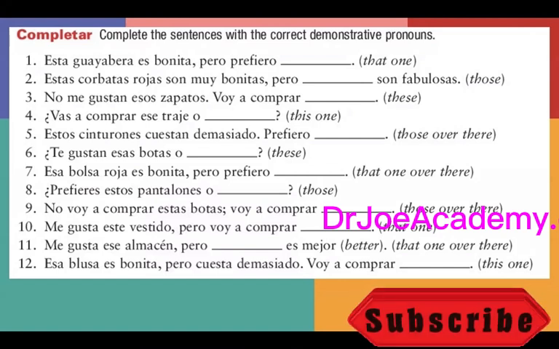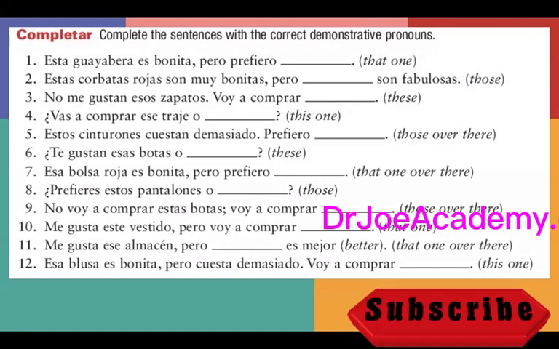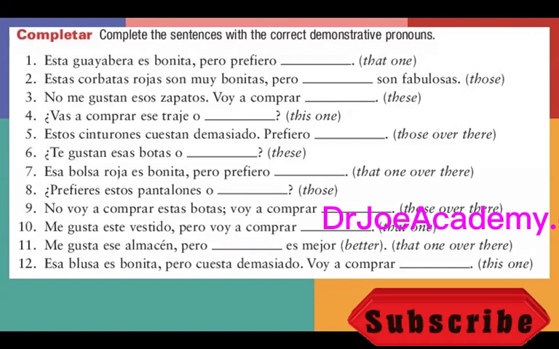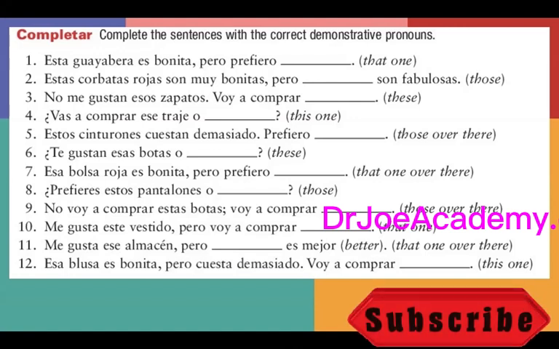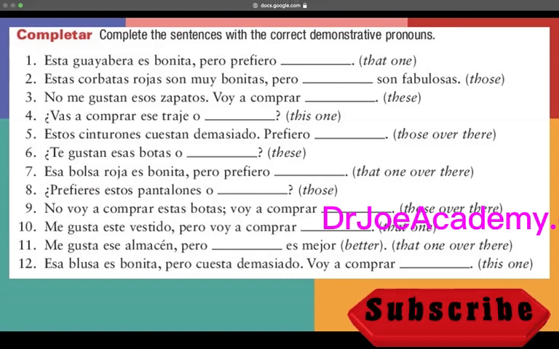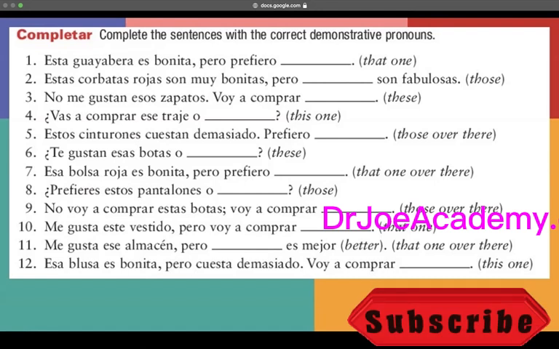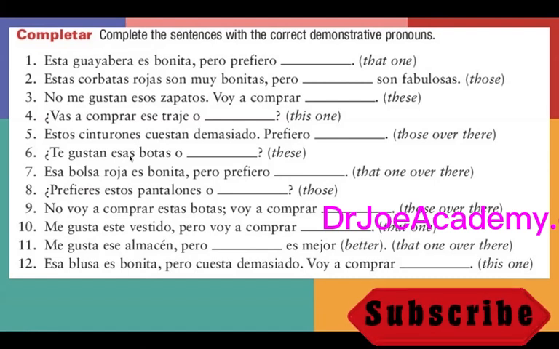The plural, Anna? Oh, plural. Aquellos. Aquellos. Thank you. Yep, that is correct. Number 5 is estos cinturones cuestan demasiado. Prefiero aquellos. Muy bien.